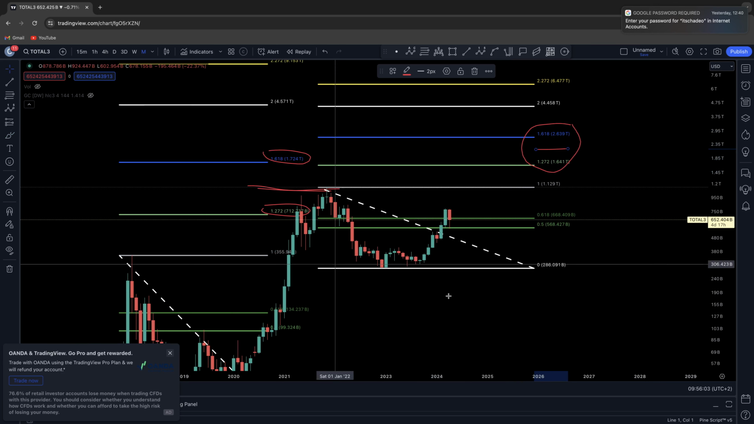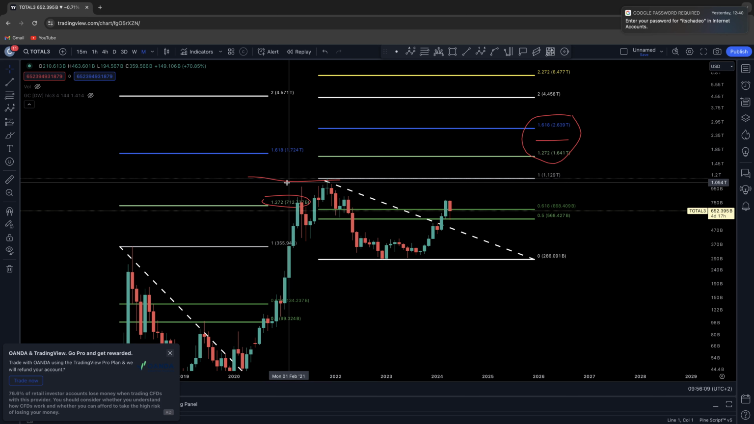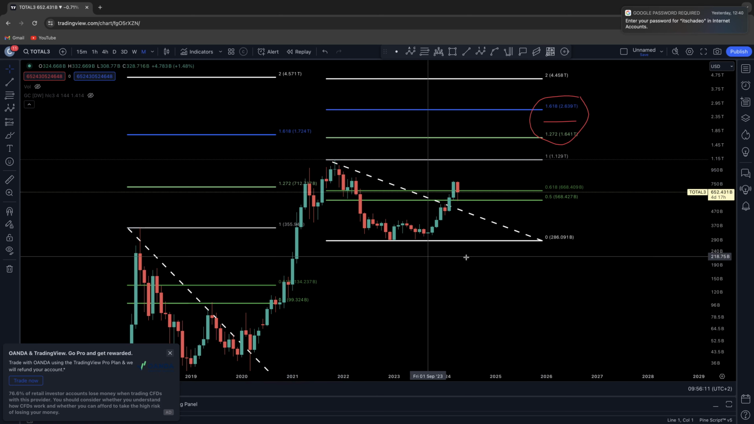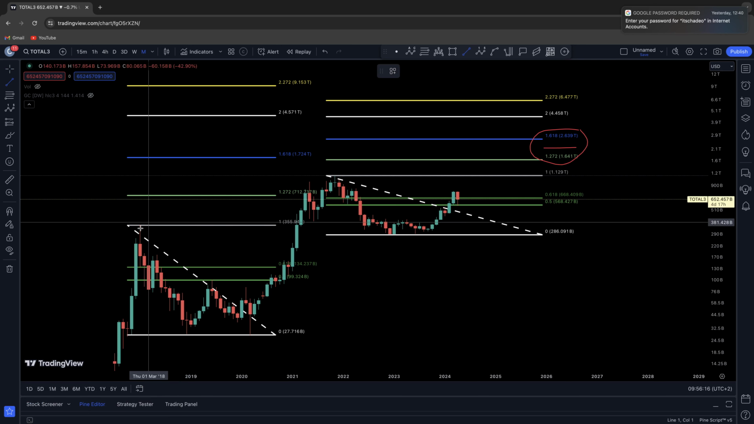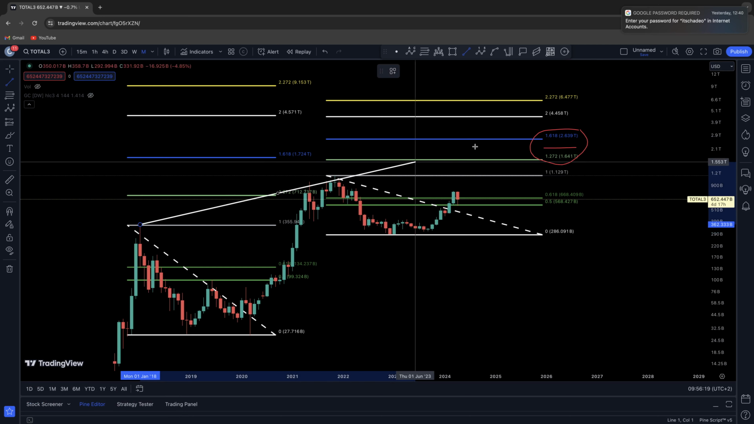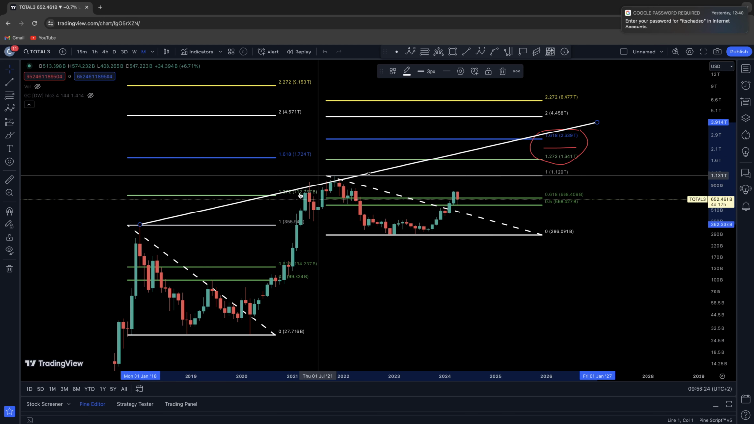Something else that's also very interesting that I wanted to point out before I go is if we get a resistance line following the highs of the TOTAL3 chart, get out of the way. If we get a resistance line from this high running up to these highs, okay, so we've had resistance in this area. You can see that the 1.618 at $2.6 trillion could potentially be met by July 2025. And we could see the 1.272 tapped as early as August this year. So for me, I think that just gives more confluence.